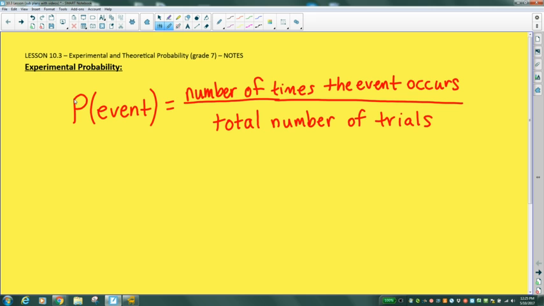And you can simplify this probability by finding a simplified fraction, or you can actually take this fraction and expand it to determine other parts of your experimental probability, like what would you expect to happen, which is different than experimental. Experimental is actually what happens, but we're going to talk about the other one in a second.